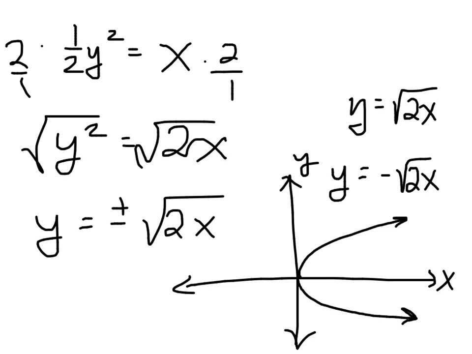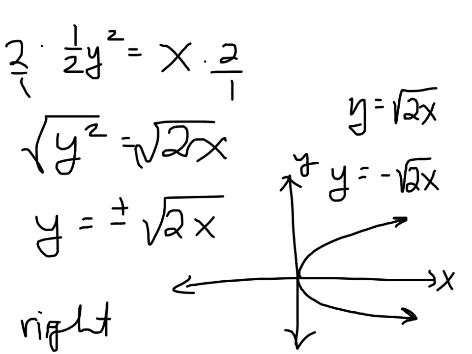Okay, now here's what it's going to ask you to do. It's going to ask you to identify the vertex and the direction where the parabola opens, which I think should be the easiest part about that. To what direction does this parabola open? It opens to the right. That's one of the parts of the answer.